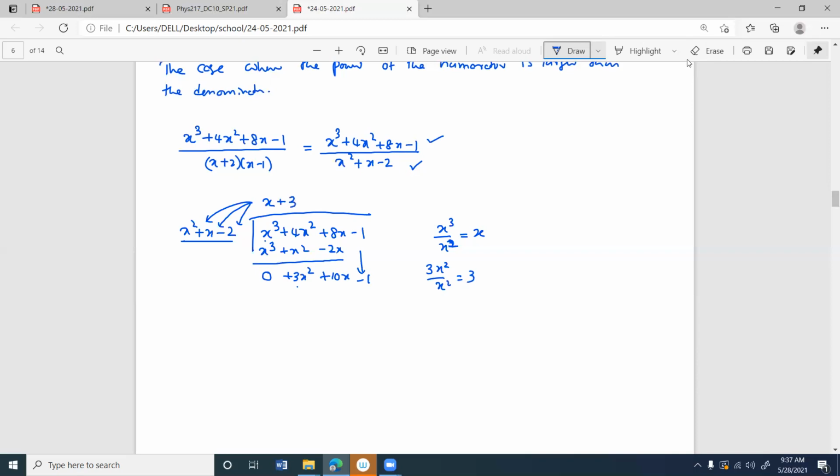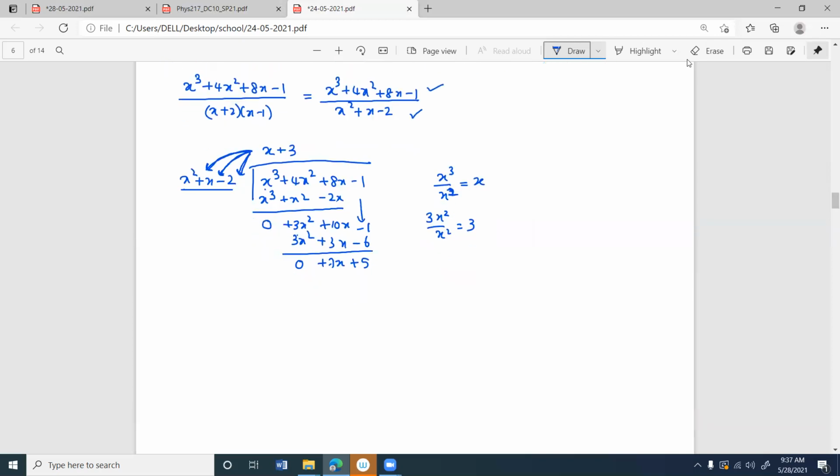Then we do the same thing, the same multiplication, with 3, not with x. So we get the answer. 3 into x squared is 3x squared. 3 into x is 3x. 3 into minus 2 is minus 6. Then subtract it. 0, plus 7x, plus 5. Minus 1 minus minus 6 is plus 6, which gives 5.